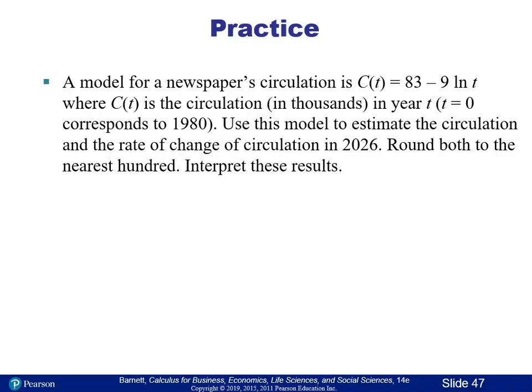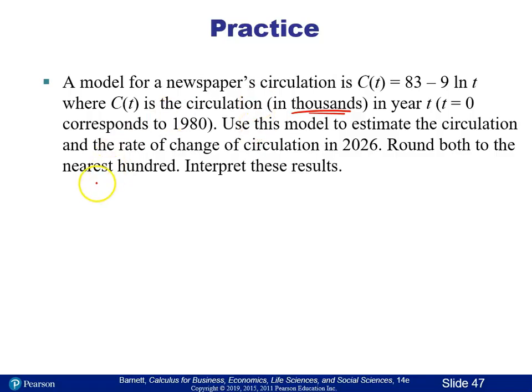Okay, here's one you can practice. A model for a newspaper circulation is given where C of t is the circulation, and this is in thousands in year t where t equals 0 is 1980. Use the model to estimate the circulation and the rate of change of circulation in 2026. Round both to the nearest hundred and interpret these results.